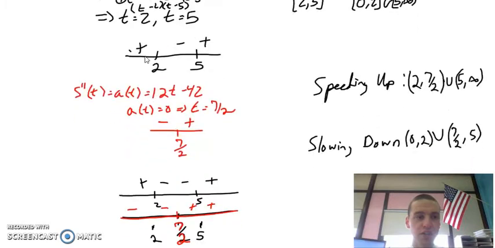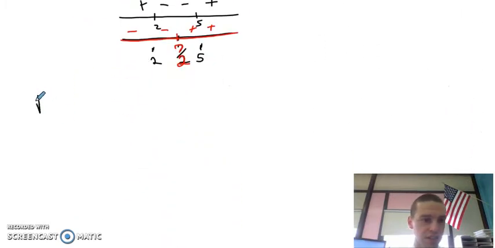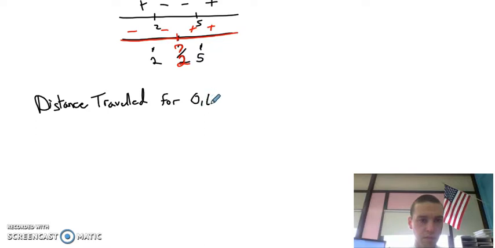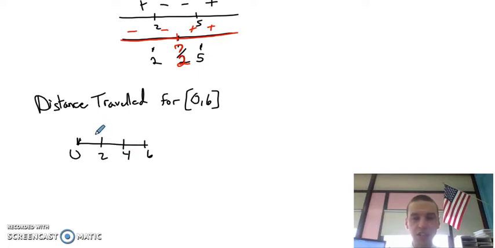So we got distance traveled from 0 to 6. So what we need to do is, on the number line from 0 to 6, where did we stop? Well, we know we stopped at 2 and we stopped at 4. So what we need to do is figure out the distance traveled from 0 to 2, 2 to 4, and 4 to 6, and then make sure we add them all together.